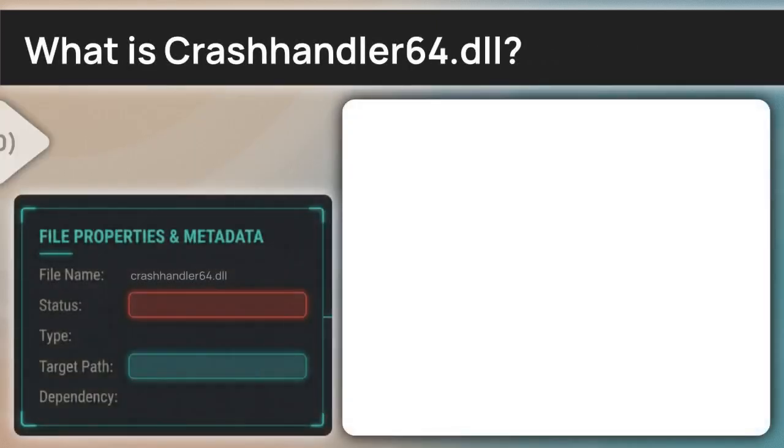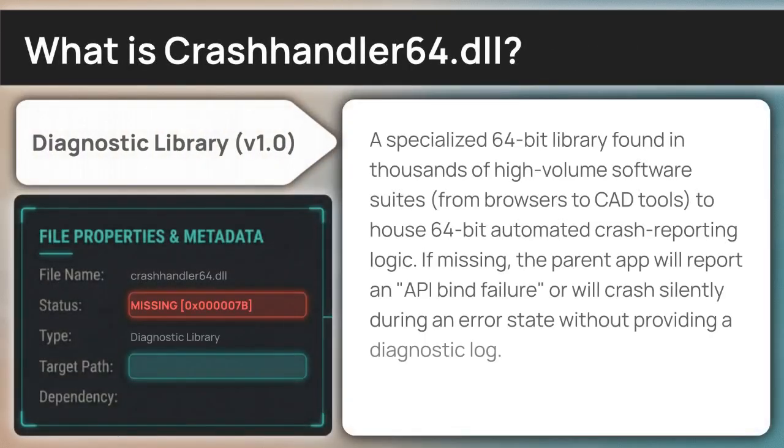This is the crashhandler64 module, a specialized 64-bit library found in thousands of high-volume software suites, from browsers to CAD tools, to house 64-bit automated crash reporting logic. If missing, the parent app will report an API bind failure, or will crash silently during an error state without providing a diagnostic log. Now that you have the context, let's move into the repair process with a fresh installation.